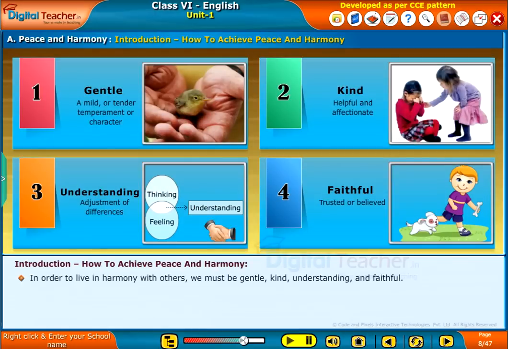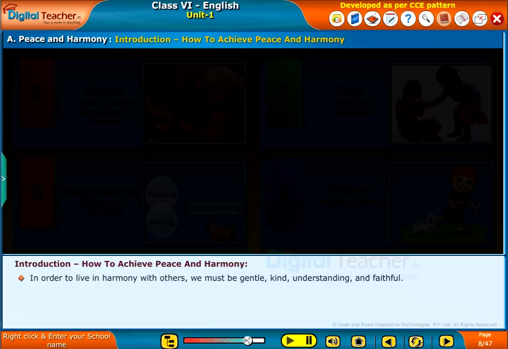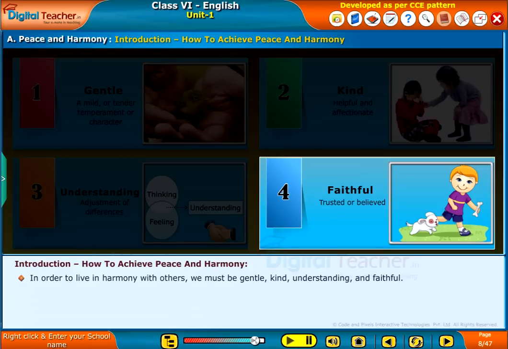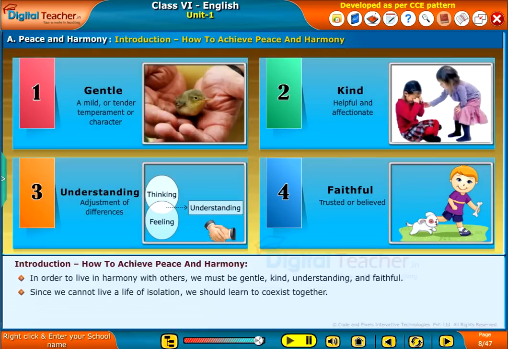In order to live in harmony with others, we must be gentle, kind, understanding, and faithful. Since we cannot live a life of isolation, we should learn to coexist together.